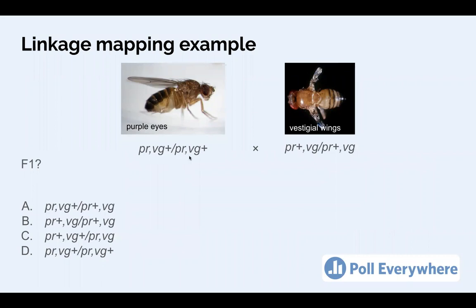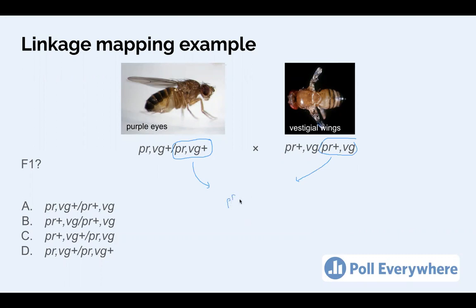And then they are spelled out here now. What are their F1 offspring going to look like? So to determine their offspring, we should determine the gametes that they can make. So PR VG plus is the same kind of chromosome as PR VG plus, so that's really one kind of gamete this parent can make. Same thing over here, homozygous individual, one kind of gamete.